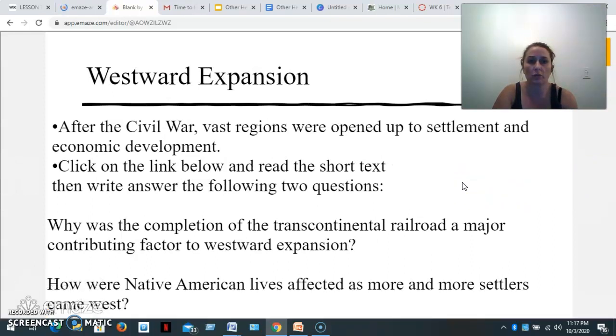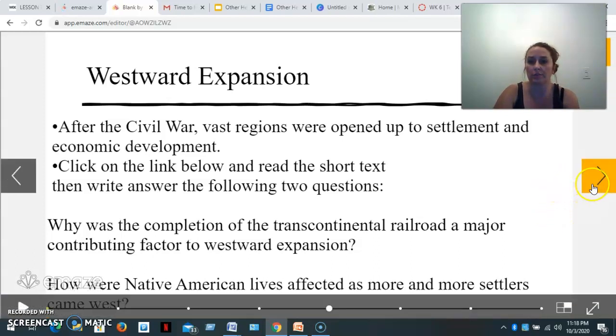So let's just talk about westward expansion for a bit. After the Civil War, vast regions were opened up to settlement and economic development. So I want you to click on the link below. It might be really tiny since formatting got messed up, but if you have any issues, just let me know. Read the short text and then answer the following two questions. Why was the completion of the Transcontinental Railroad a major contributing factor to westward expansion? And how were Native American lives affected as more and more settlers came west? Give specifics there on that last one.